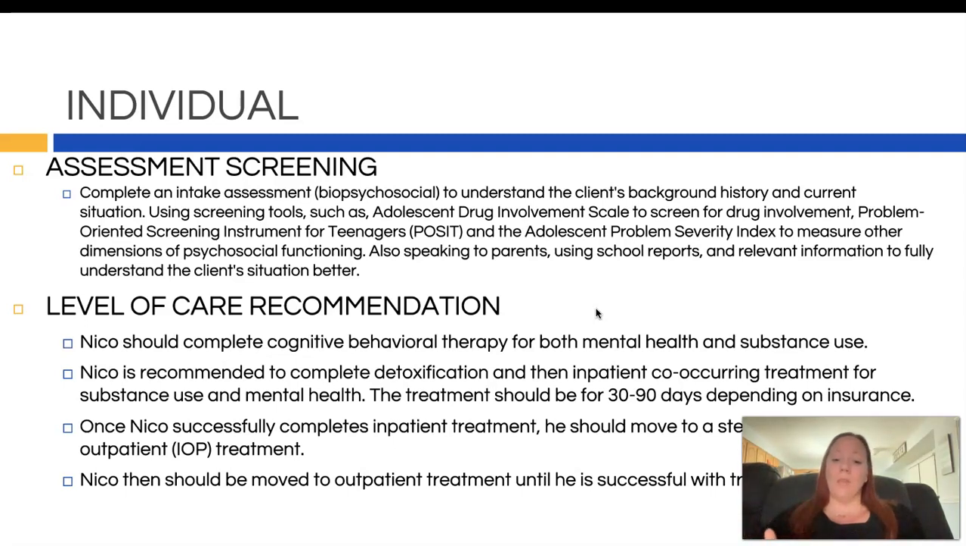If he is only able to do 30 days, he should move to a step down to continue his treatment, which is intensive outpatient, also known as IOP, which is typically 3 days when it starts. It can be more, but it's usually 3 days. And then after he successfully completes the IOP, he can move down to outpatient treatment until he is successful with treatment. He also, if it's helpful for him, considering his situation, can be in a recovery house while doing outpatient treatment.